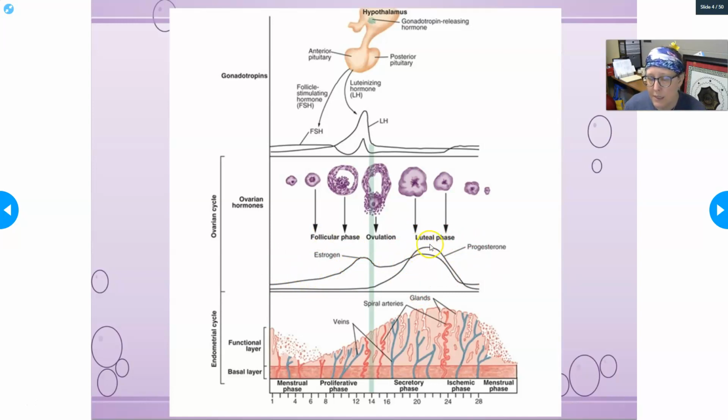Okay, so progesterone is higher in the luteal phase, estrogen is higher in the follicular phase. Progesterone is really there to facilitate pregnancy. Estrogen is there to start prepping the uterine lining and to help facilitate ovulation here.